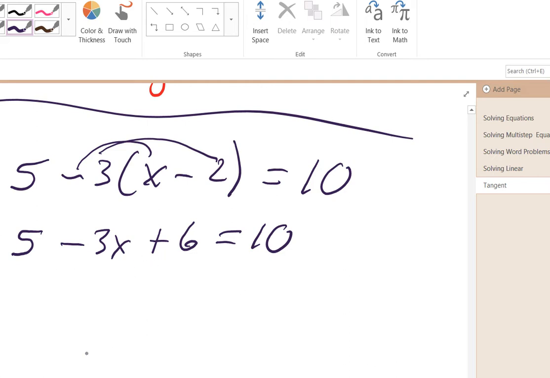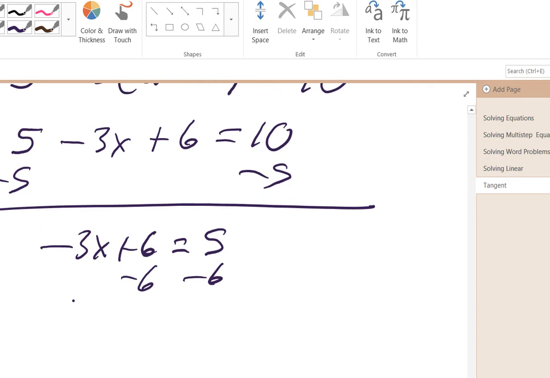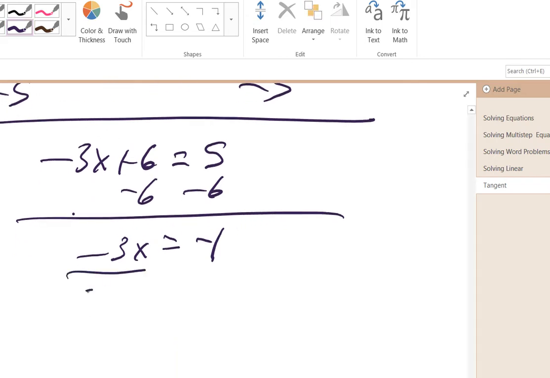So what would we do to finish it? You could do -5 to 10. Okay, you could do that. Certainly, that's a fine idea. And this is going to be 5. Then what? Subtract the 6. -3x equals -1. Didn't you just add the 5 and the 6 together? Yes.